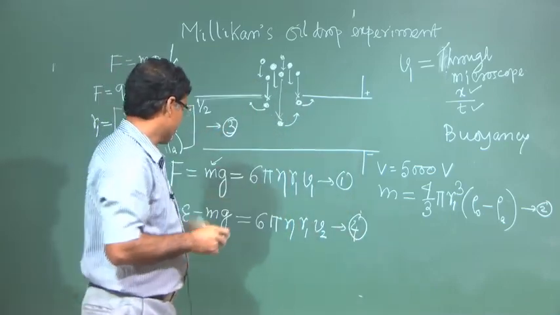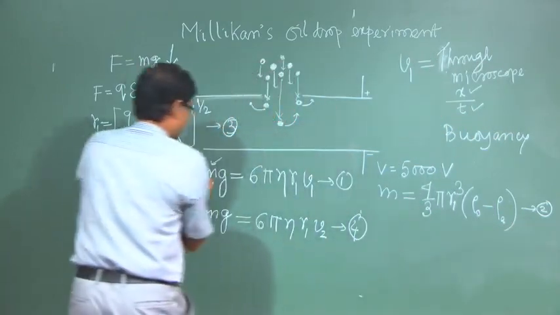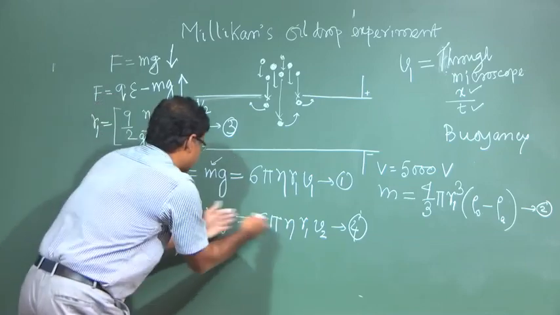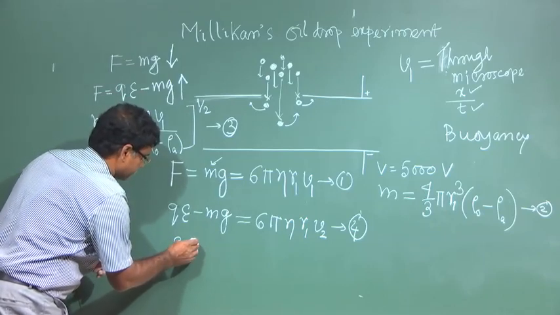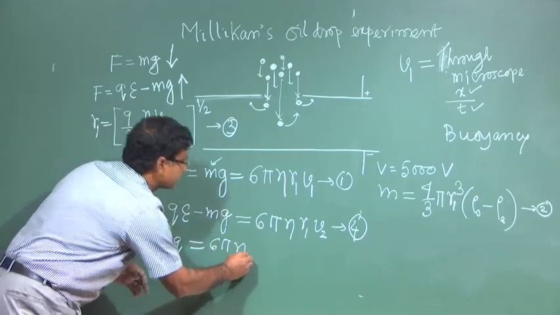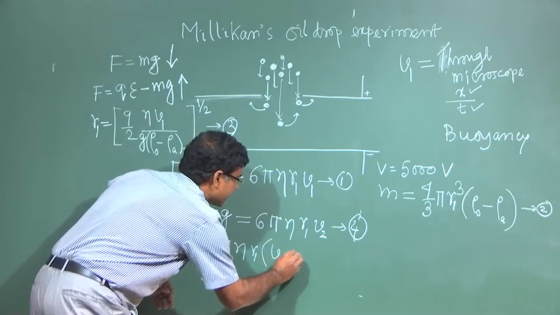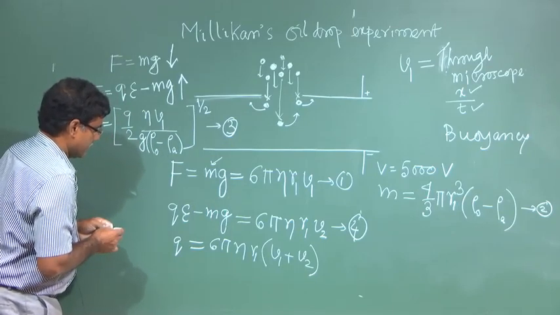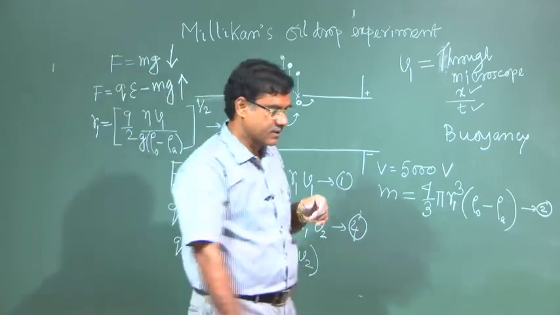Now from 1 and 4, because I need 1 here, I can get QE equal to this plus this, which is nothing but this. So I will get Q equal to 6 pi eta R1 into (V1 plus V2), divided by E, the electric field. So that will be the expression for Q.